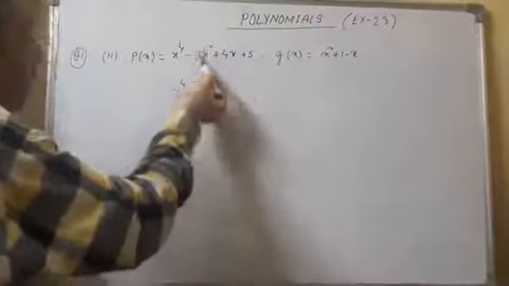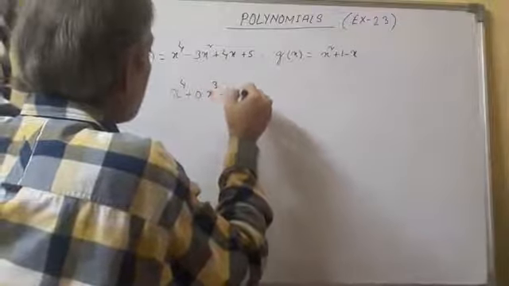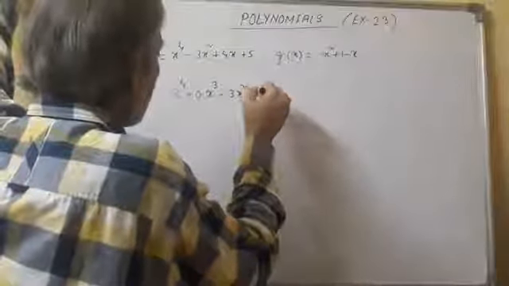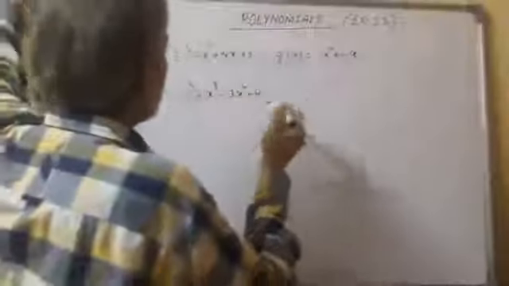Since we don't have x raised to the power 3, this term is missing. So in place of it we can write 0 multiplied by x cube. Whichever term is missing, that term can be replaced with 0.